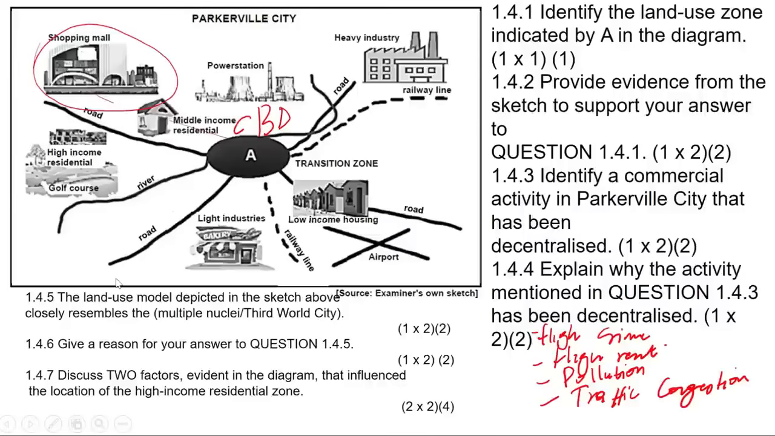The land use model depicted in the sketch above closely resembles the multiple nuclei model. Now, what do you see here? There is a heavy industry there. There's a shopping center there. You can see there's a light industry. So what you have there will be a nucleus. People will go there to find jobs. So there is more than one type of attraction here. That is why we are going to call it the multiple nuclei model.